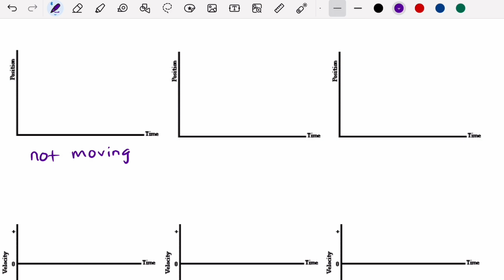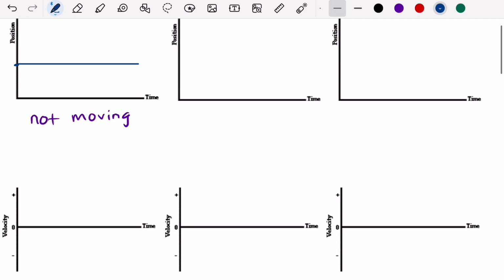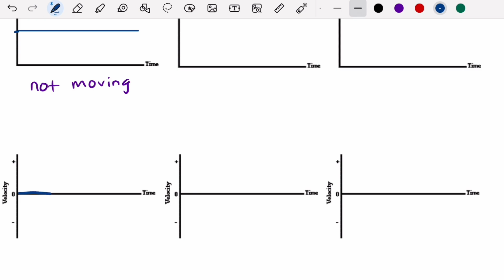Okay, so if the object's not moving, that means it is not going to change its position. So let's say the object was at this position over here. So that means the object will remain in that position until something happens. Let's sketch the corresponding velocity time graph. Well, if the object is not moving, it does not have any velocity. Therefore, the velocity would be at 0 all the time. And we can say it has 0 velocity.